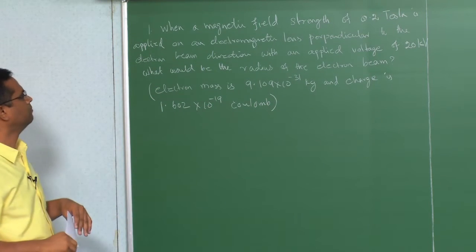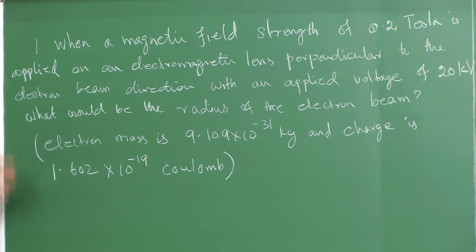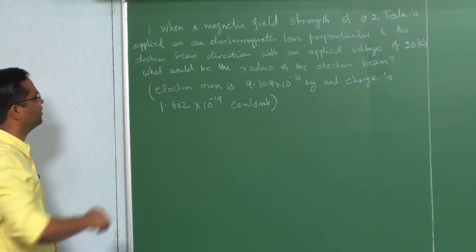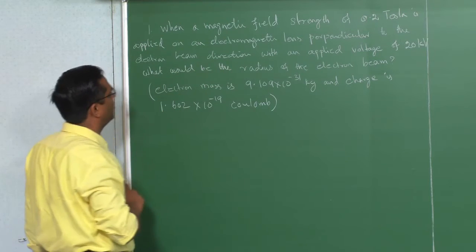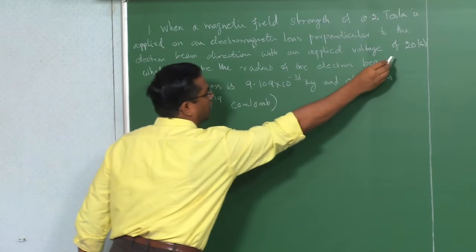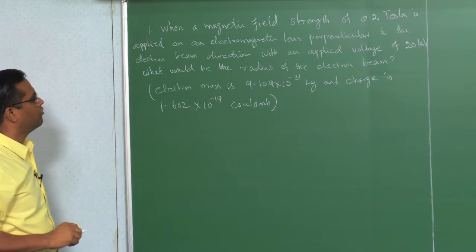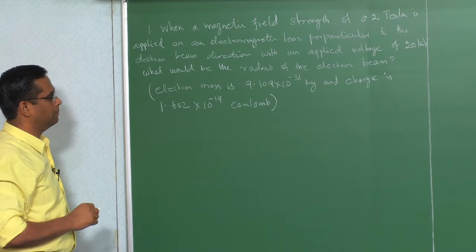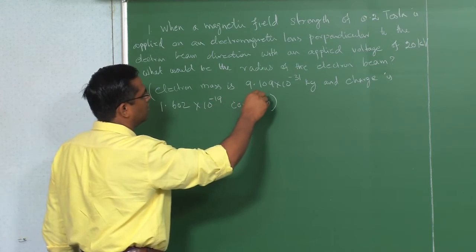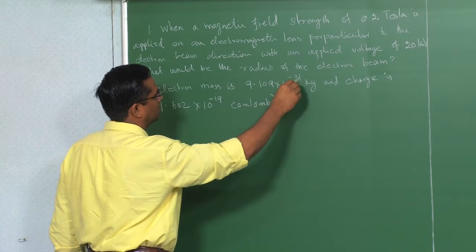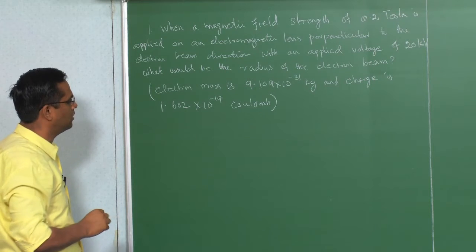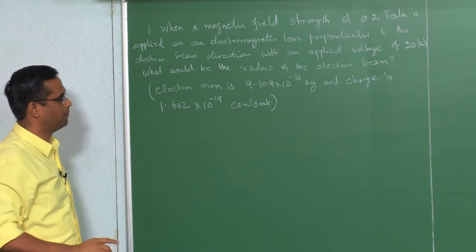The first problem is: when a magnetic field strength of 0.2 Tesla is applied on an electromagnetic lens perpendicular to the electron beam direction with an applied voltage of 20 kilovolt, what would be the radius of the electron beam? The electron mass is 9.109 times 10 to the power minus 31 kilograms, and the charge is 1.602 times 10 to the power minus 19 coulomb.